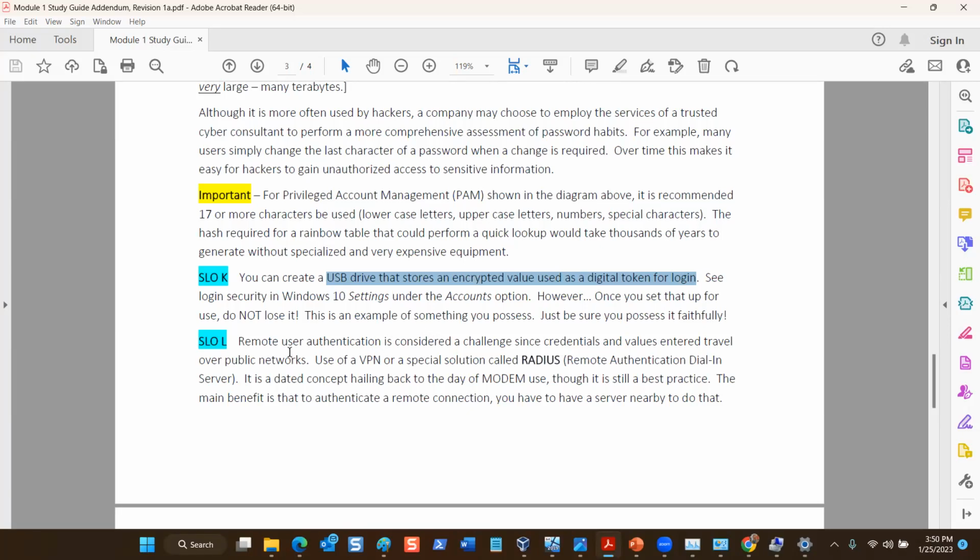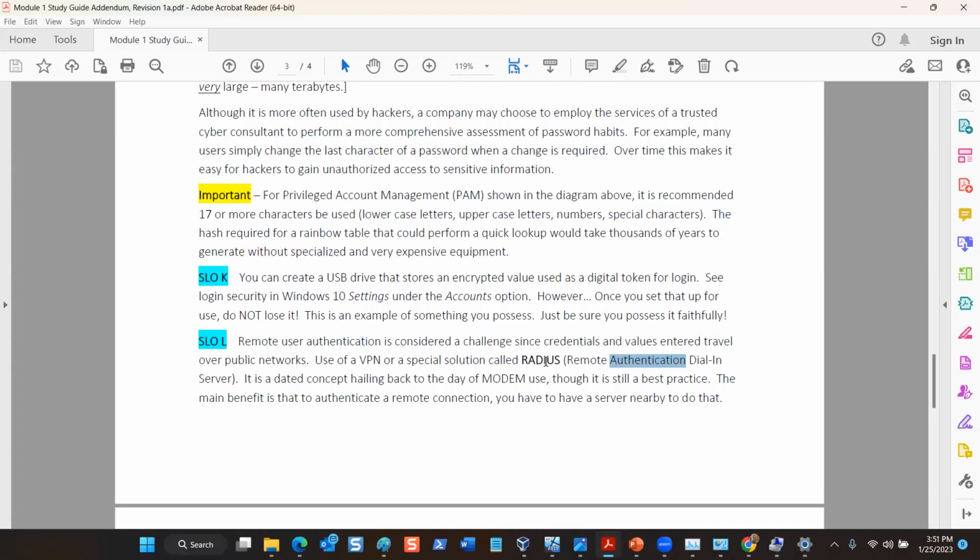Now, remote user authentication is a special challenge. When people are accessing their systems remotely, usually something called a virtual private network or a tunnel is recommended to protect remote access. And authentication is also a challenge across a distance because people are entering their login and their passwords, and it goes across the public internet. And so it's vulnerable while they're doing that.